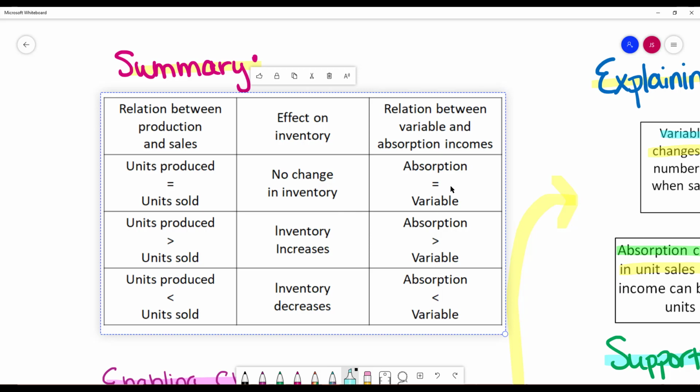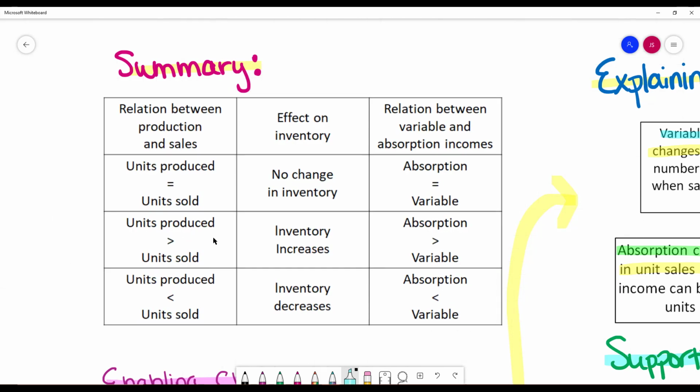However, what about when the units produced versus sold are not equal to one another? What happens in that situation? Well, when the number of units produced is more than what we sold, then you're going to have units left over. And when you have units left over, the effect it has on inventory is to increase inventory.